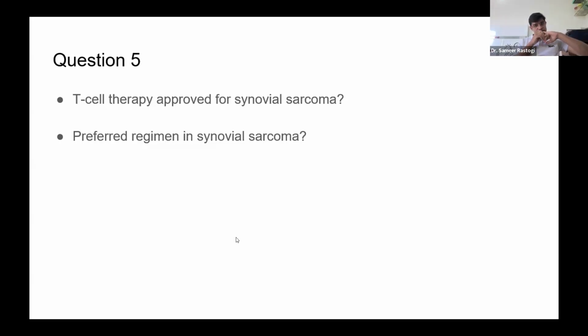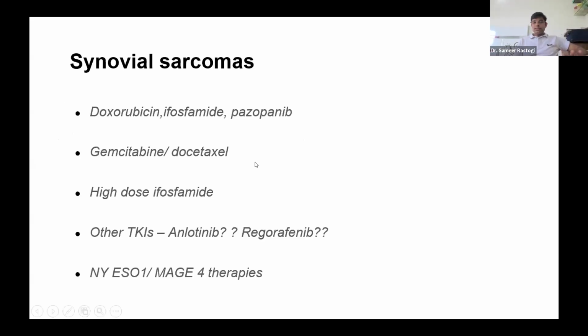Is it chemosensitive? Synovial sarcoma is chemosensitive, sir. And MAGE-4 therapy, the melanoma antigen, is now approved for synovial sarcoma. Ifosfamide and doxorubicin both have excellent activity in synovial sarcoma. These are the agents: doxorubicin, ifosfamide, pazopanib, gemcitabine, and docetaxel, which has been tried but is not very active.